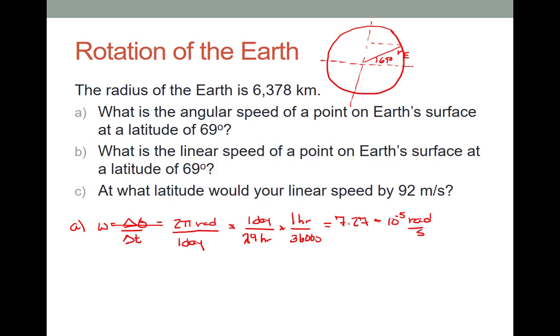Now notice in this calculation, I didn't have to use the fact that we were at a latitude of 69 degrees. That's because the Earth is a solid object and all of it rotates together. Therefore, every point on the Earth's surface has an angular velocity of 7.27 times 10 to the minus 5 radians per second. Not only that, but every point within the Earth, the sphere, the globe that forms the Earth, has that angular velocity because it all rotates together.